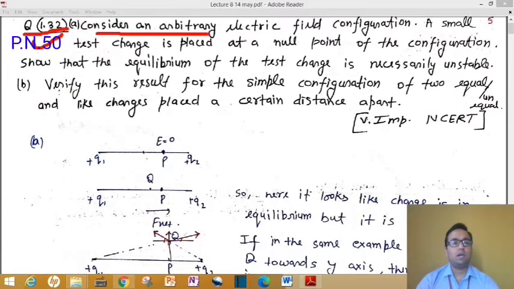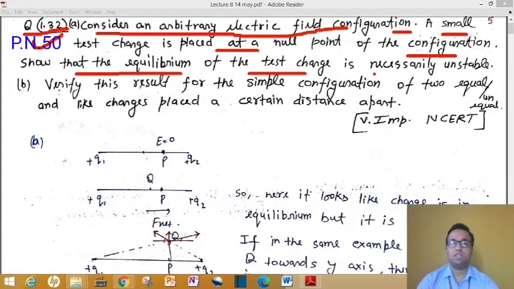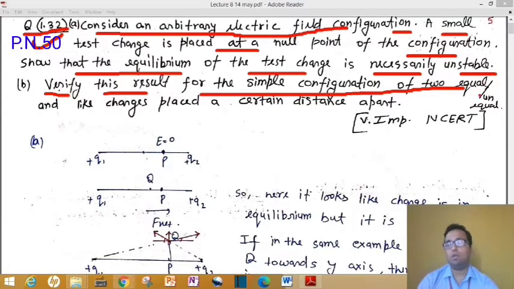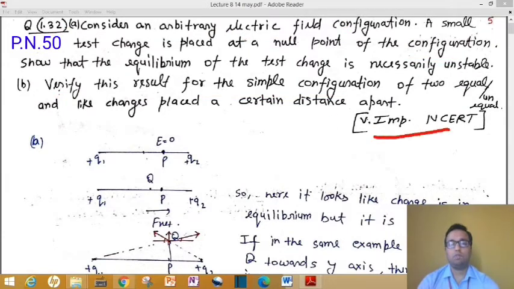The question is: consider an arbitrary electric field configuration and a small test charge placed at a null point of this configuration. Show that the equilibrium of the test charge is necessarily unstable. And one more part is there: verify this result for the simple configuration of two equal and unlike, or unequal and like charges placed at a certain distance. This is a very important question from your book. We will try to understand this problem.